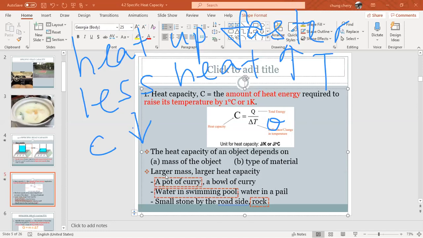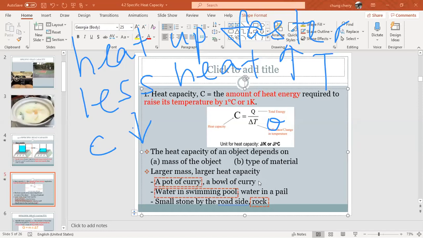If you talk about mass, larger mass means larger heat capacity. If you compare a pot of curry and a bowl, the pot will have a larger heat capacity. That's why sometimes, with a big pot of porridge, you want to transfer some of it into a smaller bowl. Because a smaller bowl has a smaller heat capacity, it heats up faster, and at the same time it also releases heat faster. Absorbs heat fast, releases heat fast. That's why a smaller bowl of porridge will cool down faster than a larger pot.